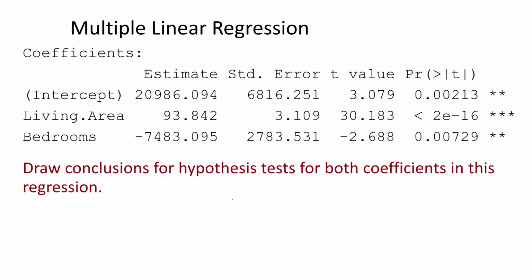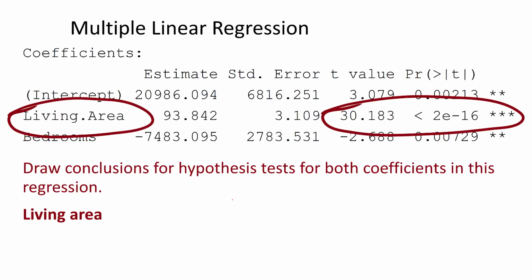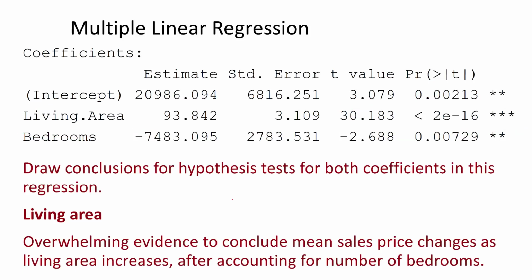So let's practice drawing conclusions for the hypothesis tests for both coefficients in this regression. Let's start with living area. So we've got our output for living area up here. The t-value is 30.18, and the p-value is less than 2 times 10 to the negative 16th power again. So what should we conclude? There's overwhelming evidence to conclude mean sales price changes as living area increases after accounting for number of bedrooms.